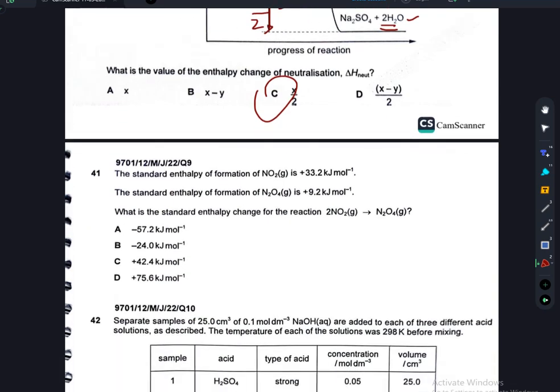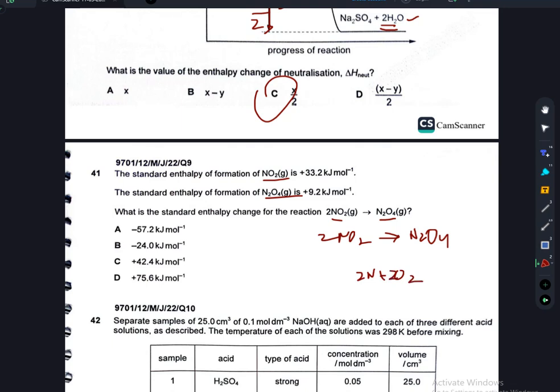Okay, so we move on to question number 41. The enthalpy change of formation of NO2 is this, of formation of N2O4 is this. What is the standard enthalpy change of reaction 2NO2 to N2O4? So 2NO2 to N2O4, and they are made from the same atoms.